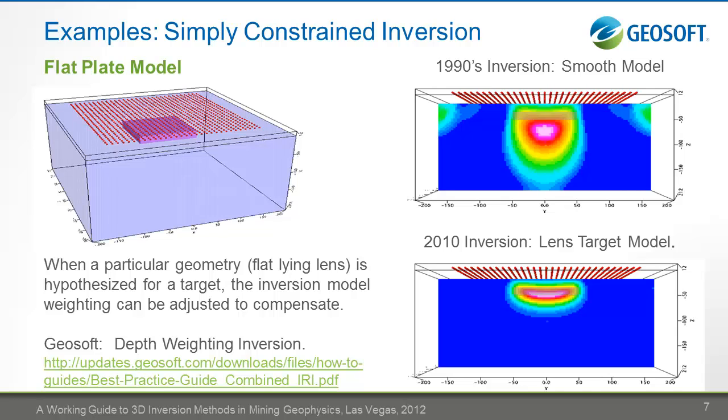Underneath that, the 2010 style inversion, where we've included the information that we want to recover a flat-lying target, shows a much better result. So again, this is, let me say, an almost unconstrained inversion. There are no complicated geophysical or geologic constraints built into this. It's very simple to use, and we're able to focus on the style of target in which we're interested.